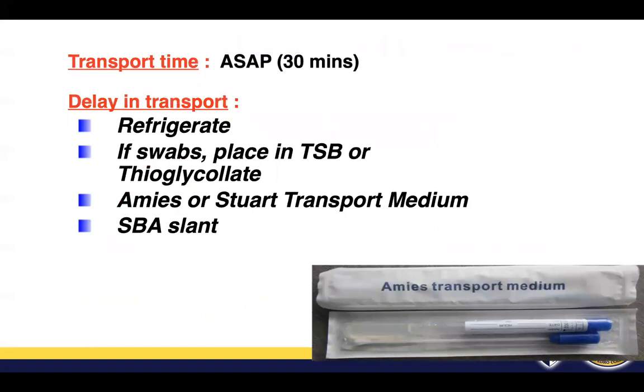Okay, so transportation time, remember for exudates and transudates, they should be submitted to the lab within 30 minutes from collection. As much as possible, it is still best if they are submitted to the lab in less than 30 minutes. If delay in transport is expected, you can refrigerate them. If swabs are used, you can place the swabs in trypticase soy broth, or you can place them in thioglycolate, and then you can culture them in Amies or Stuart medium, or you can also use the sheep's blood agar slant. No? So SBA is sheep's blood agar.